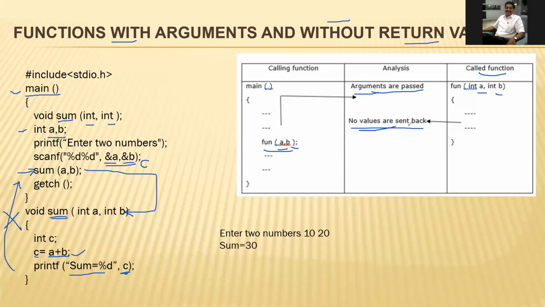So there is no value sent back. The C value is not given to the main function, so only the function call is there. The function is called, but no return values are taken from the called function. This is called the called function. The called function is sum, and this is the calling function.